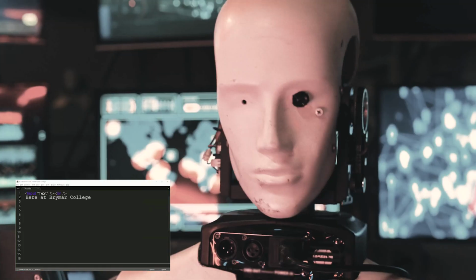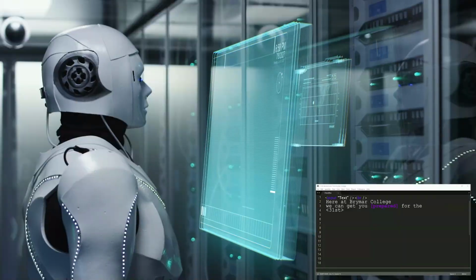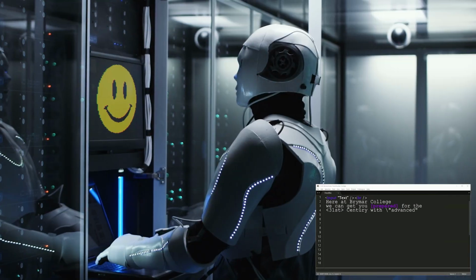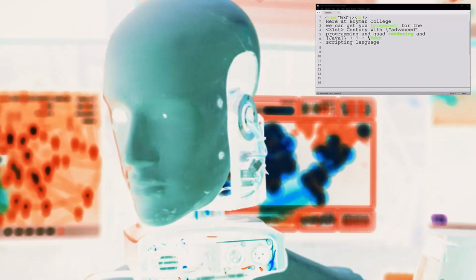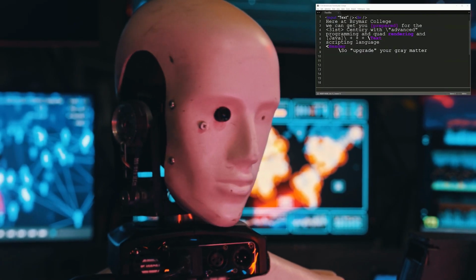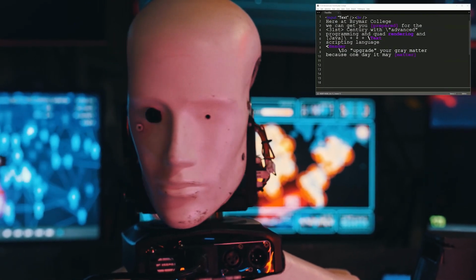Here at Braemar College, we can get you prepared for the 31st century: advanced programming in quad rendering and Java++ scripting language. So upgrade your gray matter, because one day it may matter.